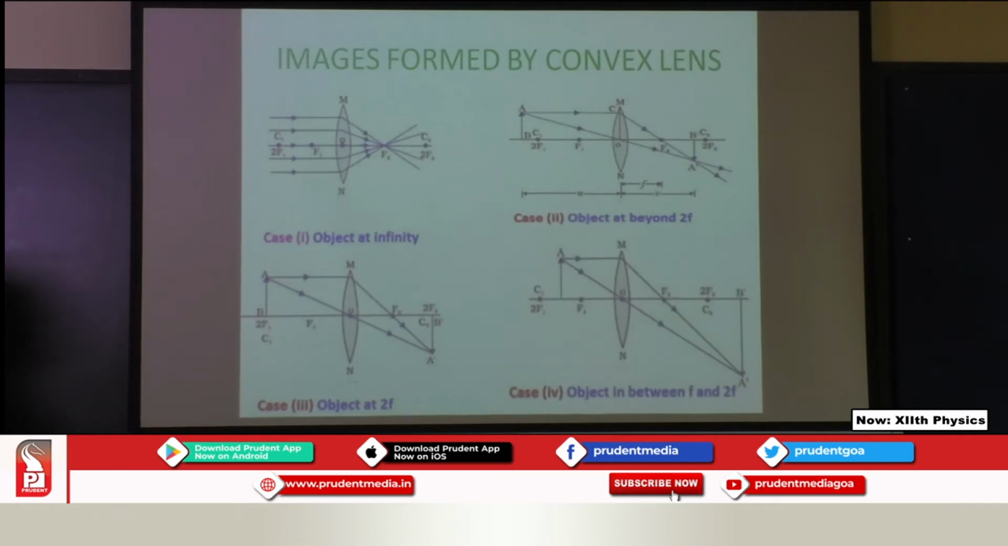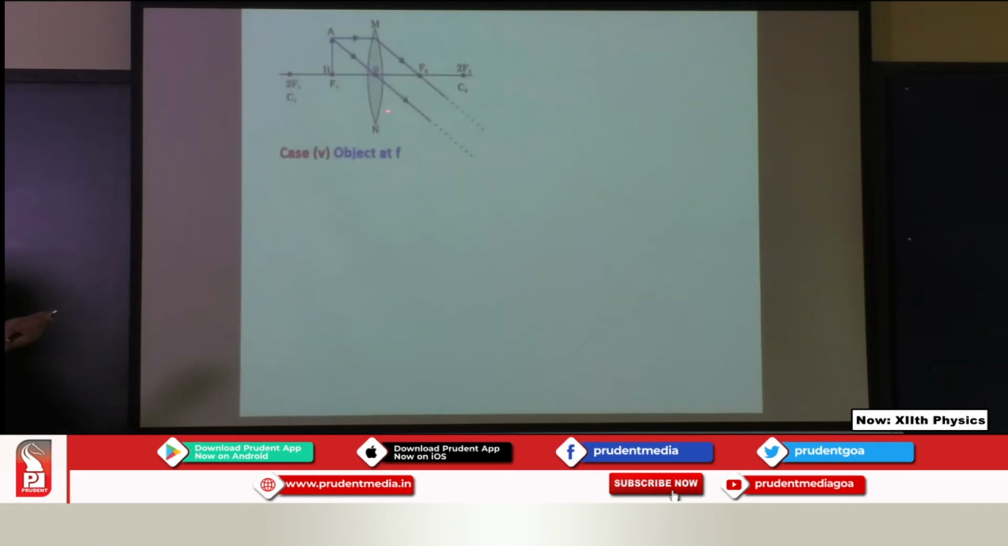Now, let us get ahead, let us get the object in between f and 2f. Same two rays I have used, and what is the image? The image is highly enlarged and it is inverted and real. So, if you are keeping it between f and 2f, the image is beyond 2f.